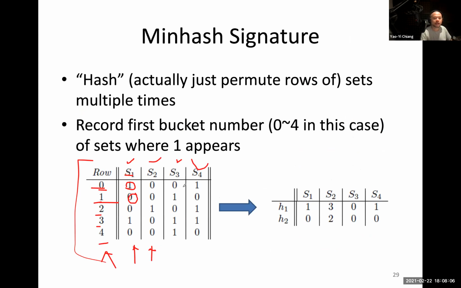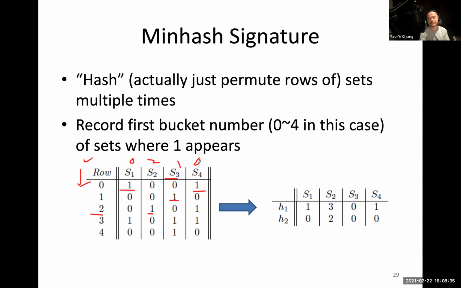So now we are saying that, hey, we can do this signature, but it just means we are going to look at this characteristic matrix, and we're going to scan from the top, and every time we see a 1, this is your signature. So for S1, the signature would be 0. For S2, the signature would be 2. And for S3, the signature would be 1. For S4, the signature would be 0.